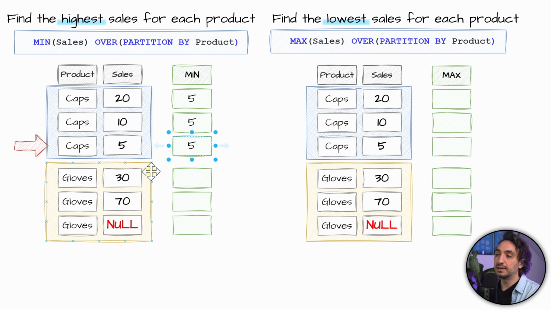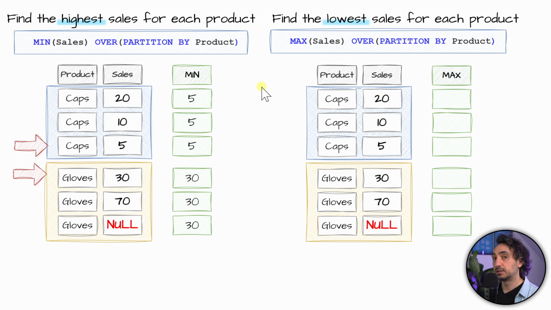Now it's going to jump to the next window, for the gloves, and start searching the values. As you can see, we have 30, 70 and null. Null will be ignored, so null will not be considered as the lowest value. So SQL is going to find the lowest sales as 30, which is actually the first row within this window, and the output is going to be 30 for each row. So that's it. It's very simple, right? Now let's move to the next one.